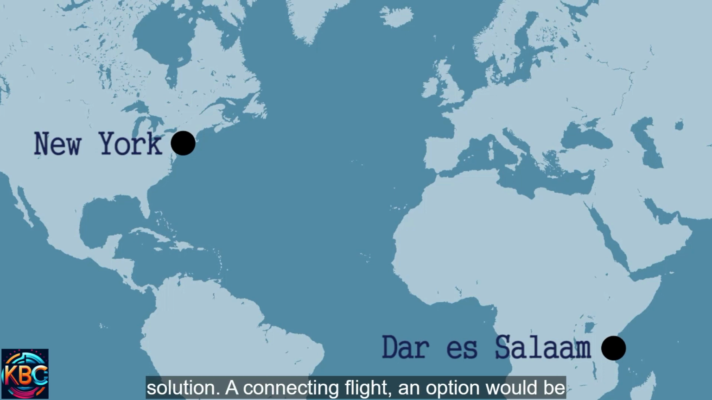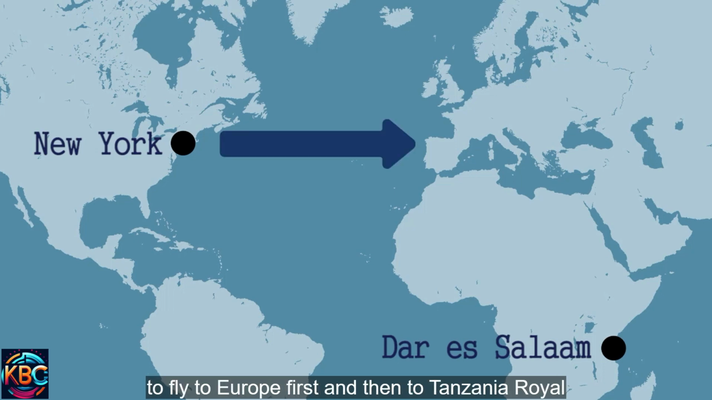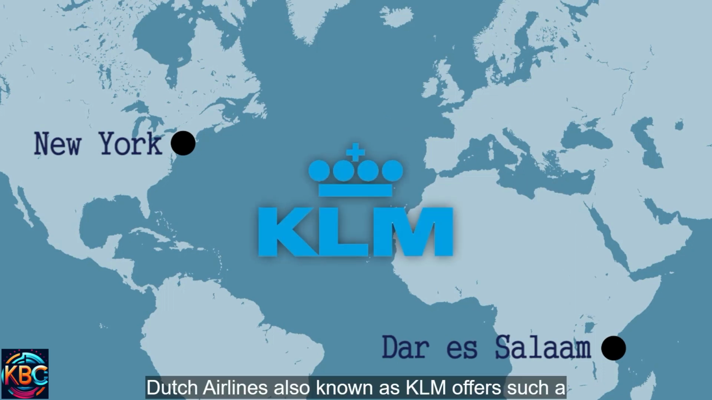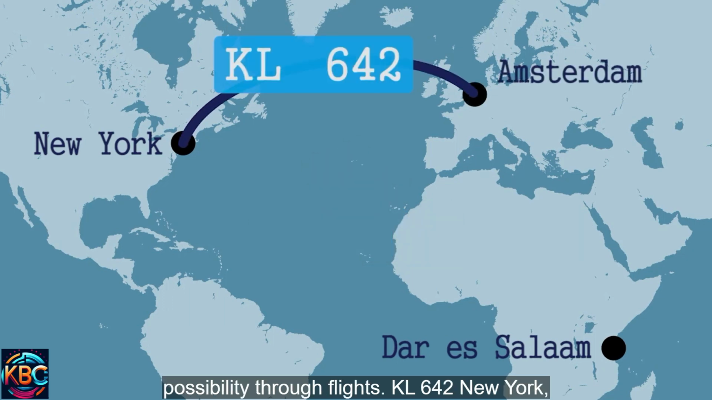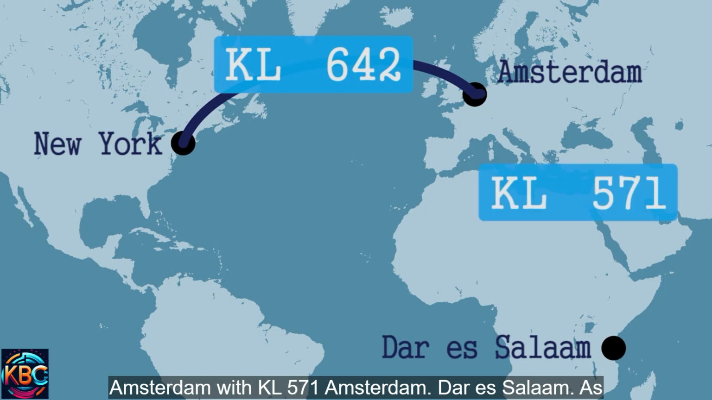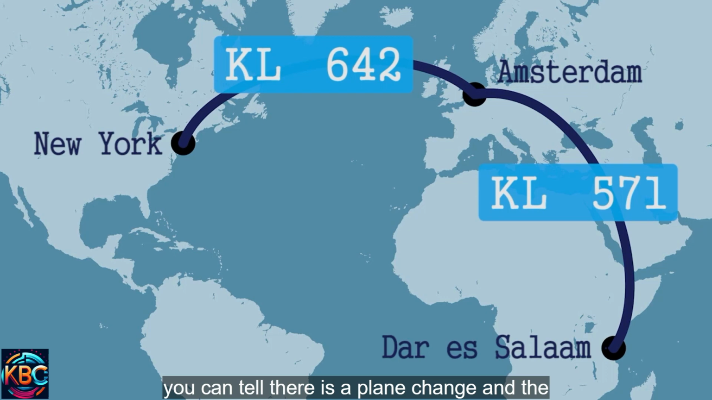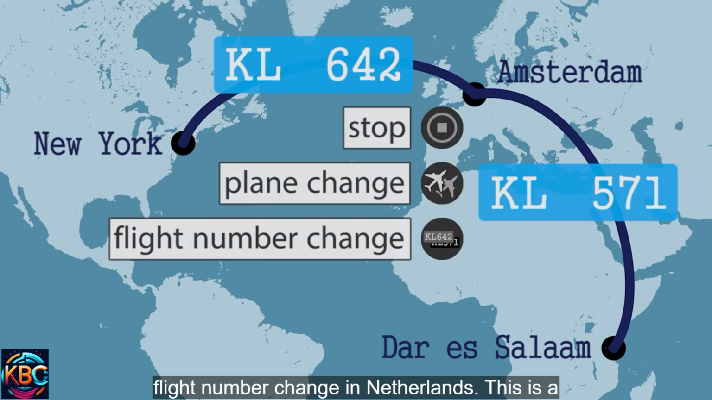An option would be to fly to Europe first and then to Tanzania. Royal Dutch Airlines, also known as KLM, offers such a possibility through flights KL642, New York-Amsterdam, with KL571, Amsterdam-Dar es Salaam. As you can tell, there is a plane change and a flight number change in the Netherlands. This is a connecting flight from New York to Dar es Salaam with the connection in Amsterdam.